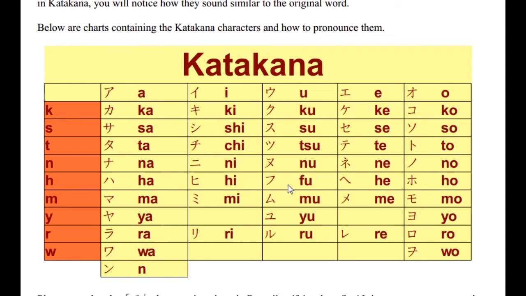I also want to point out that this is not a mistake, writing hu with an F. The pronunciation is more like an F than an H. It's a very quiet sound. So oftentimes you'll see this character written in Romaji as FU.